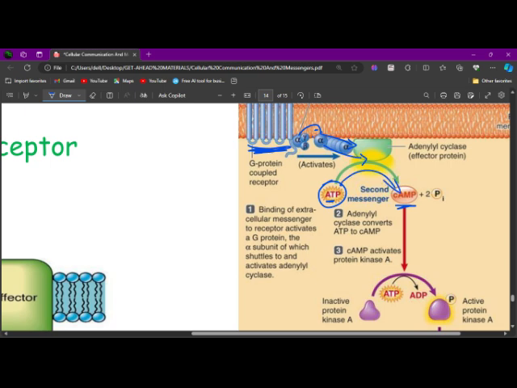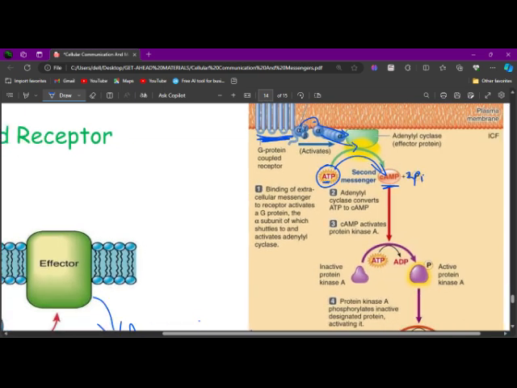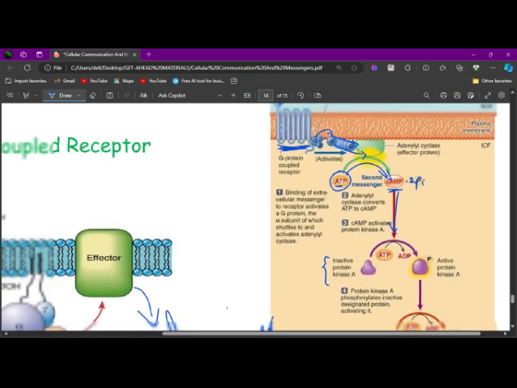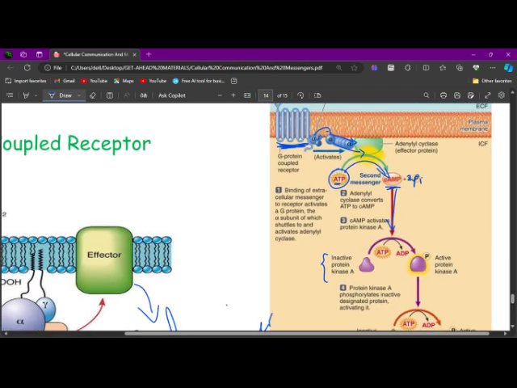Once it changes that, it's going to cause release of two inorganic phosphates as well. Nothing to mind there. But then this cyclic AMP is the one that is going to act as a second messenger, and it's going to do a number of functions in the cells. For example, we have activation of protein kinase A. Protein kinase A is initially inactive. It is activated by the cyclic AMP that is produced as a second messenger.